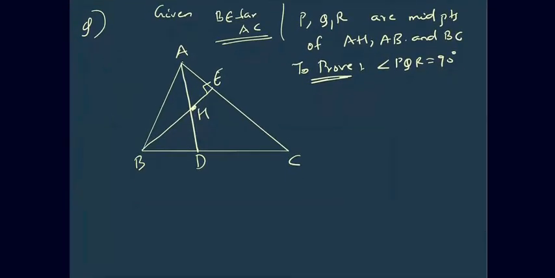Okay, so D is any point on BC. Fine. One of you has asked what is AD. So D is any point on BC and AD intersects BE at H.